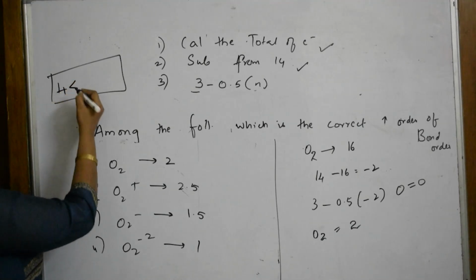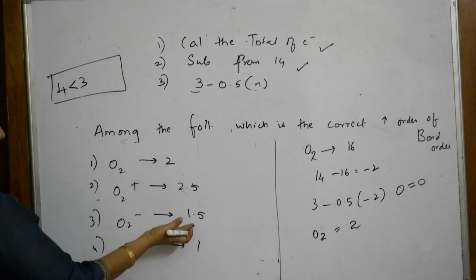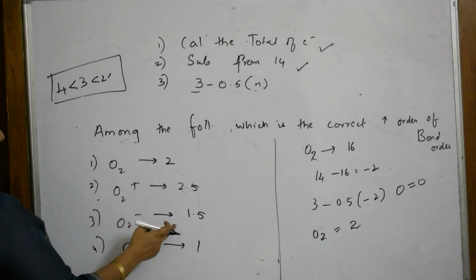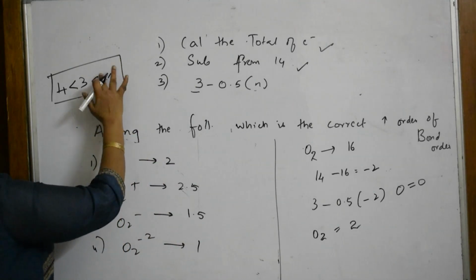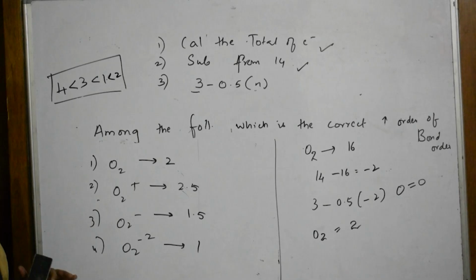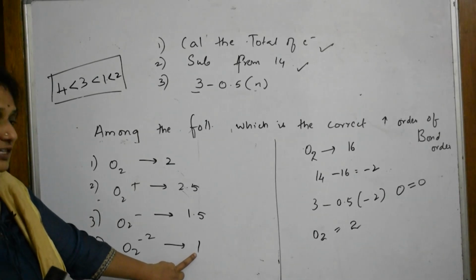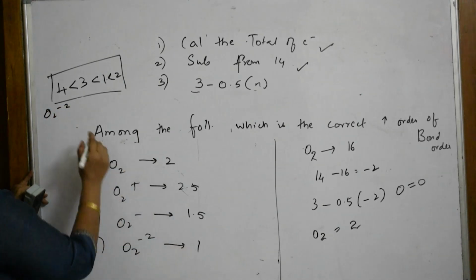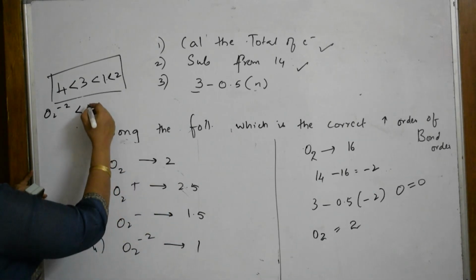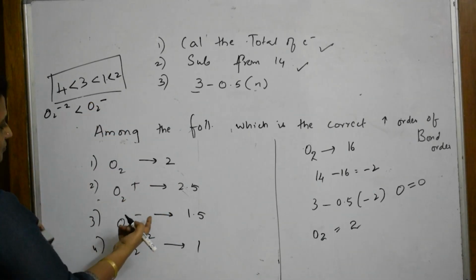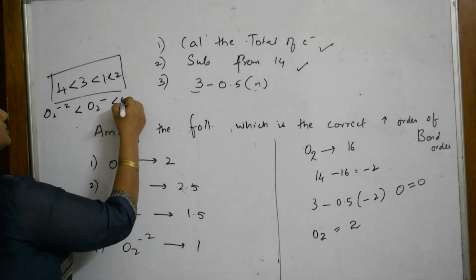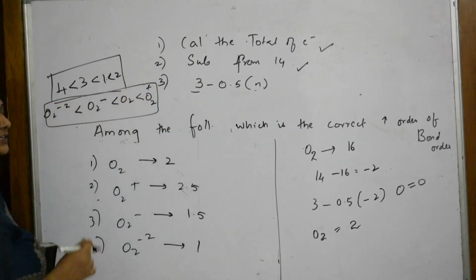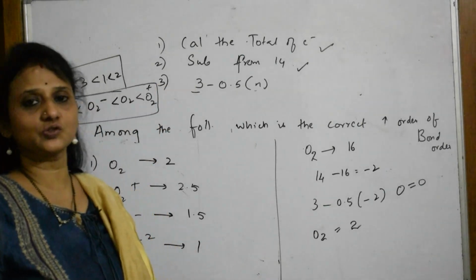So 4 is less than 3, and 3 is less than 2. I'm sorry, 3 is less than 1, less than 2. Now the fourth one is bond order 1, that is O2 minus. Its bond order is 1, which is lesser than the third, O2 minus. It is further less than oxygen, which is further less than O2 plus. This is the order. Simple, isn't it? Use the bond order technique and try to solve this question.